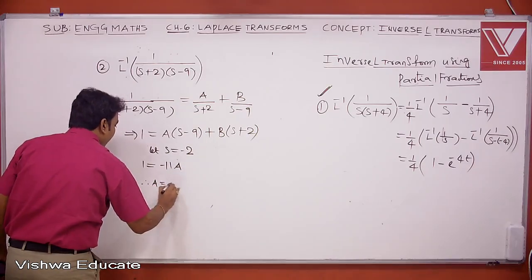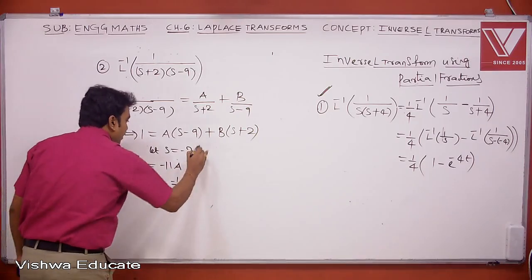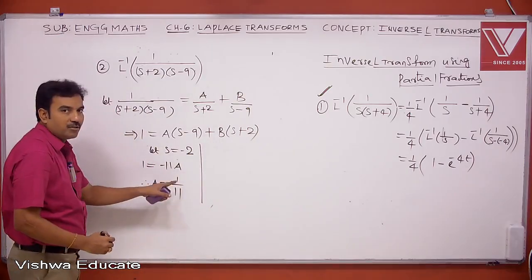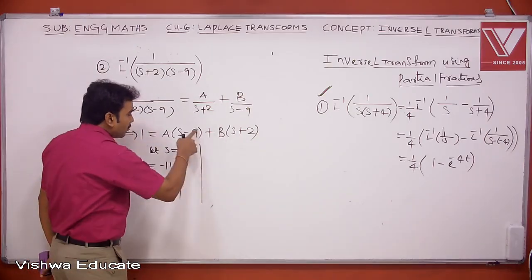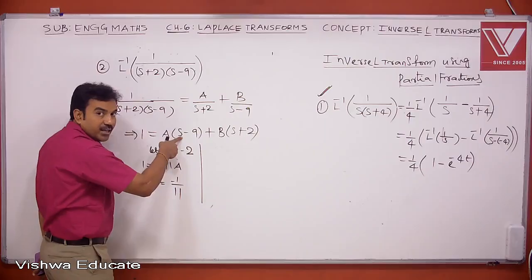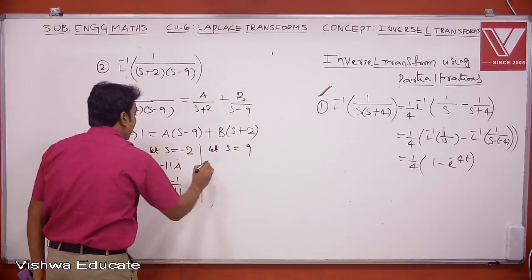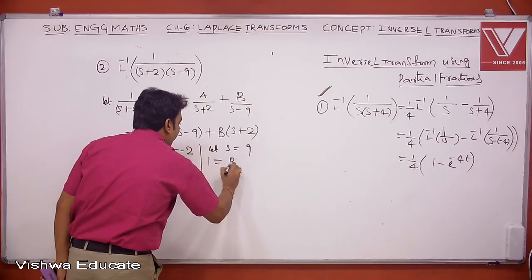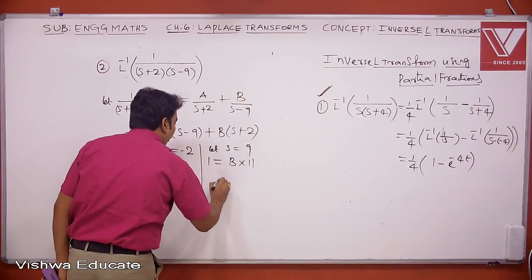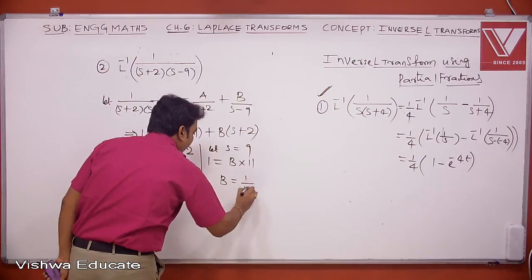So the value of a is minus 1 by 11. This is the strategy to get a value. Similarly, to get b value, this must be nullified, so I should take s value 9. So take s equal to 9. So this becomes 1 equal to b into 11. So therefore the value of b is 1 by 11.